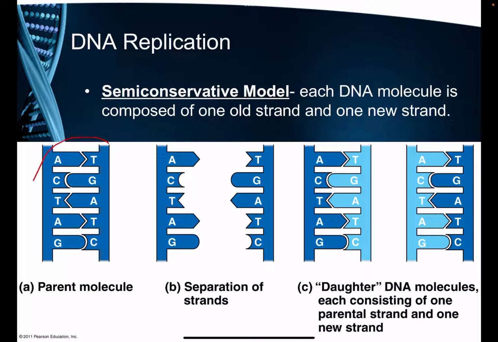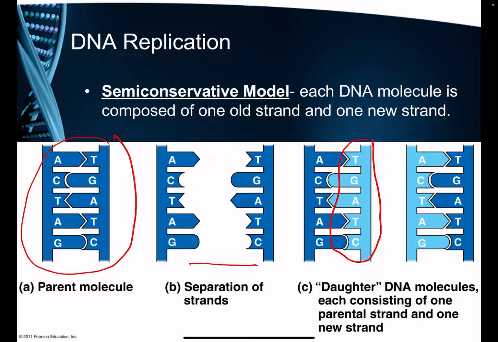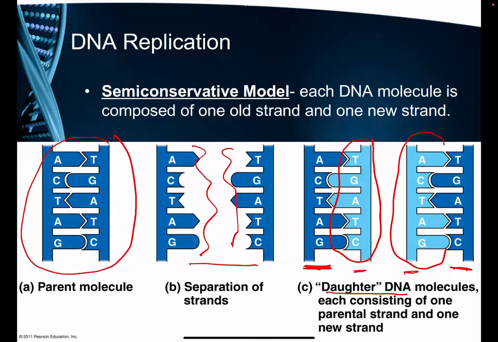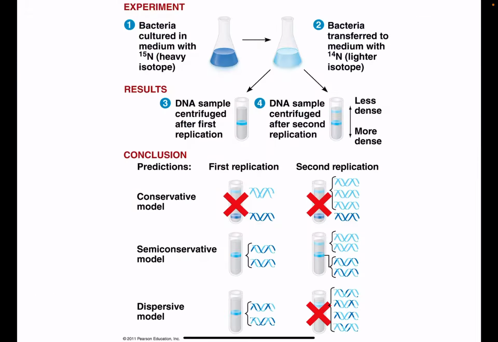So here we've got our original parent molecule. It splits in half. The new daughter part is created for both of those parts. They're filled in here and filled in here. And so the daughter DNA has one of the originals, that's the dark blue, and then one of the new strand. And so we call that the semi-conservative model of replication.